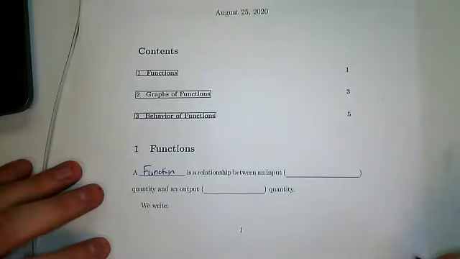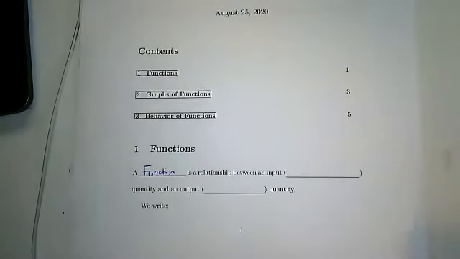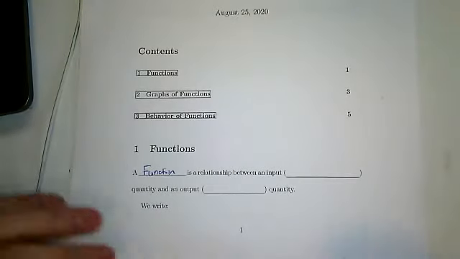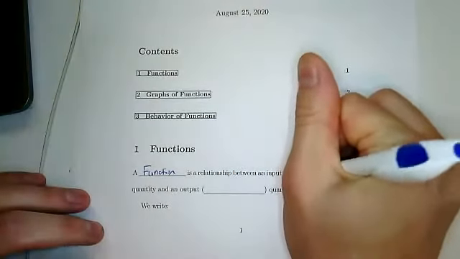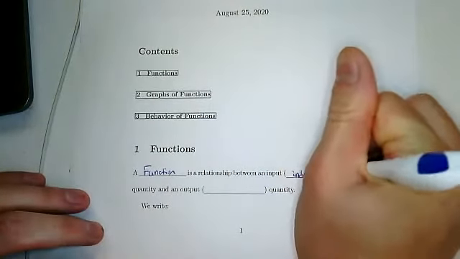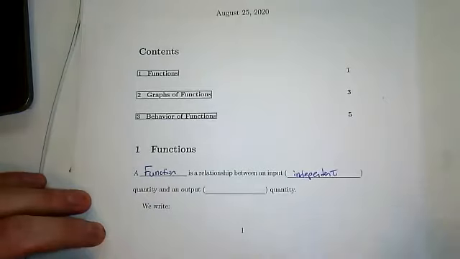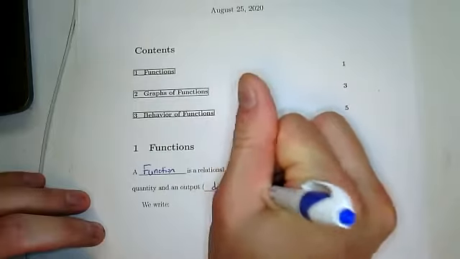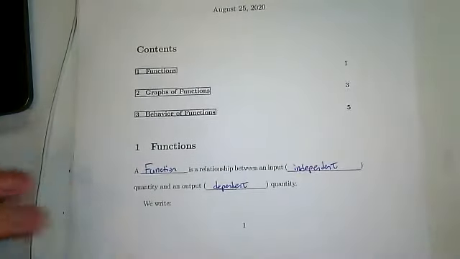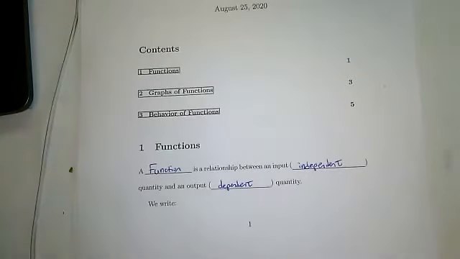So a function is a relationship between an input quantity and an output quantity. And by quantity, oftentimes you'll say variable. Any synonym of that is okay. So an input quantity and an output quantity, and the input is often called the independent quantity or independent variable, and the output quantity is often called the dependent quantity, or again, variable.